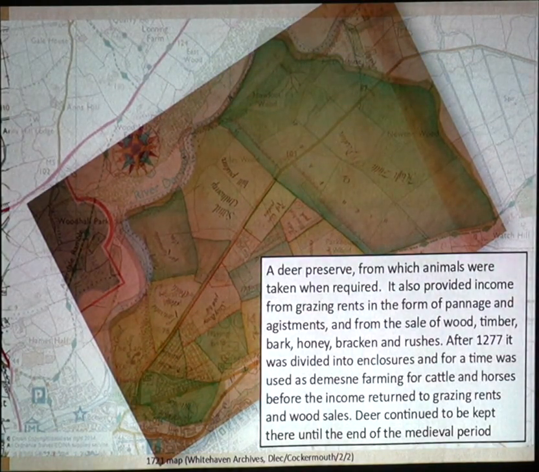And I think that is one of the main things about the medieval period and land use, and comes out of looking at things like forests and deer parks. They tried to make money every which way. It was about how they could make the most out of it. Next, please.